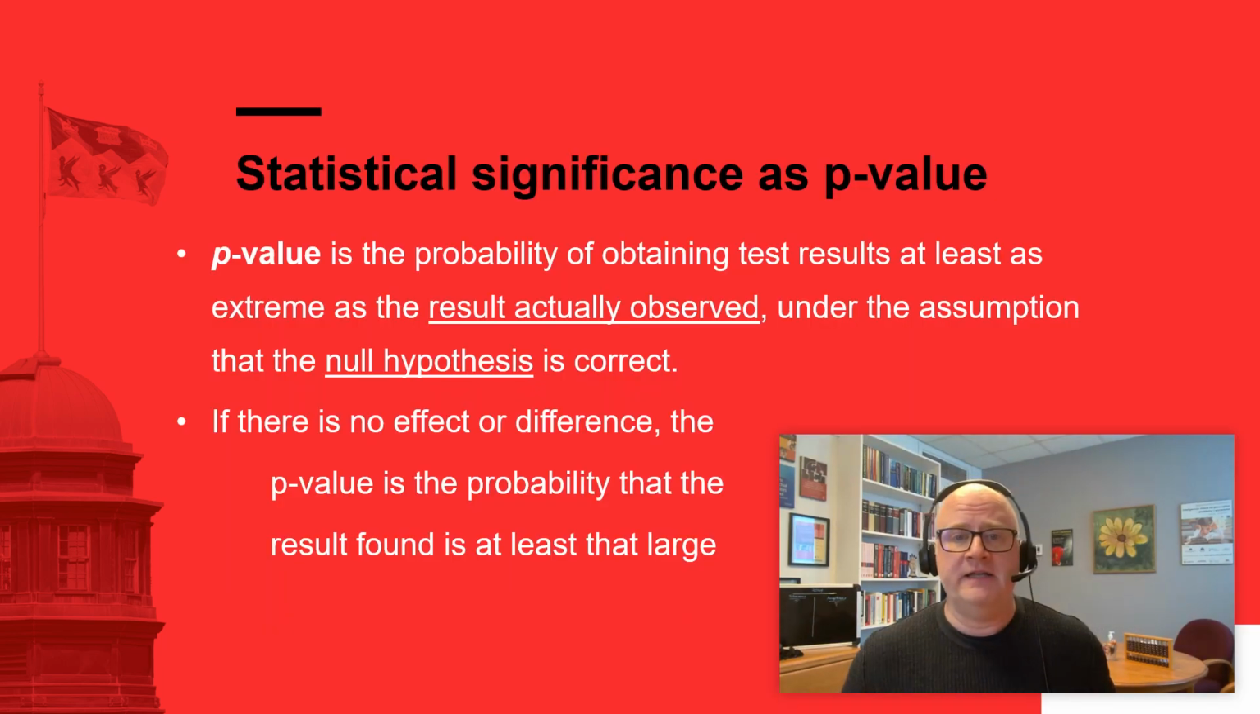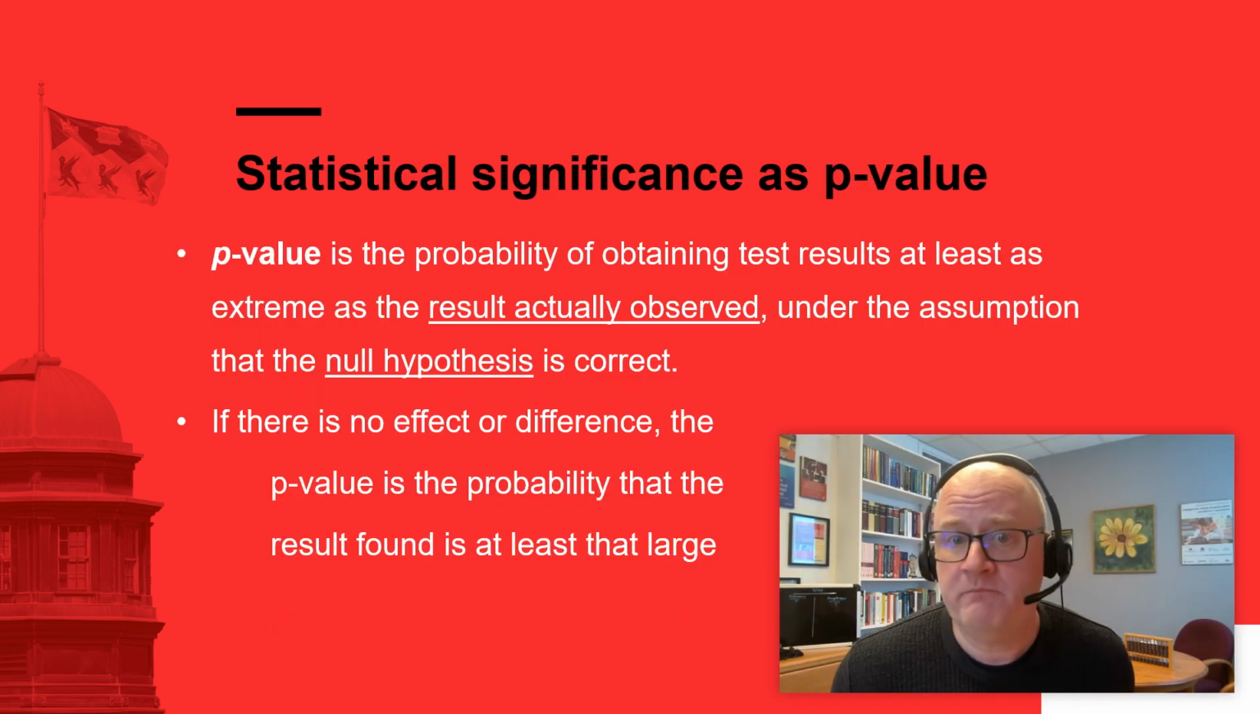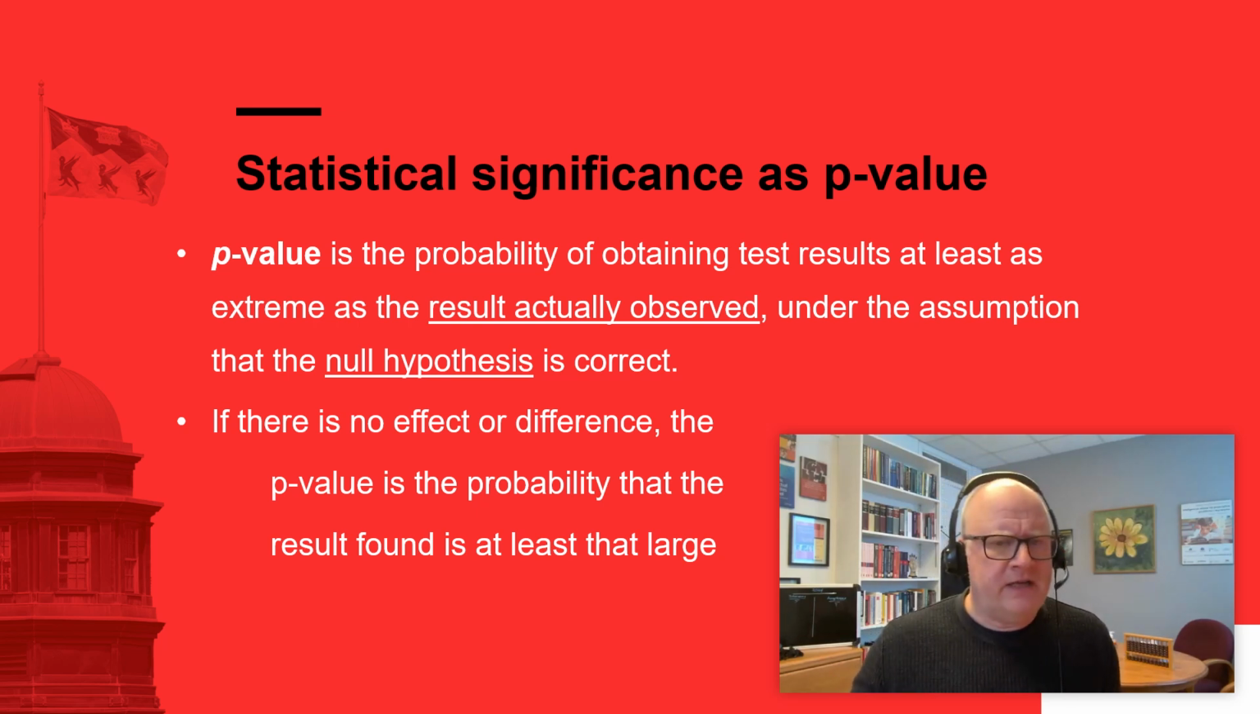Let me just give you an idea of this because we often hear p-value. 0.05 is the most common p-value, often referred to as alpha levels. But an alpha level is what you set ahead of time. P-value is after the fact. P-value is the probability of obtaining the test results or results of your measure at least as extreme as the results actually observed under the assumption that the null hypothesis is correct.